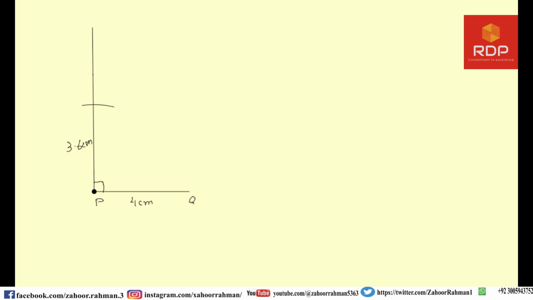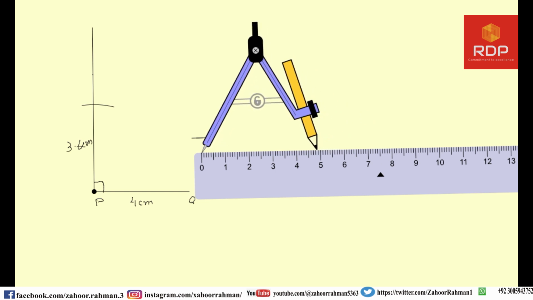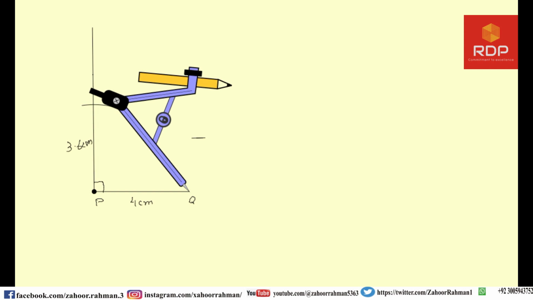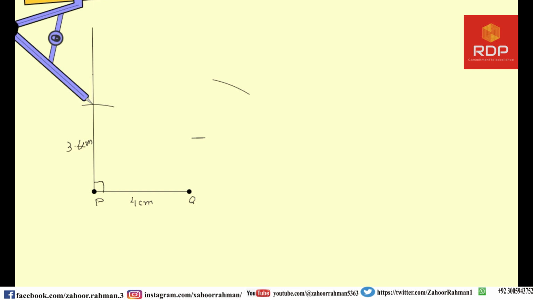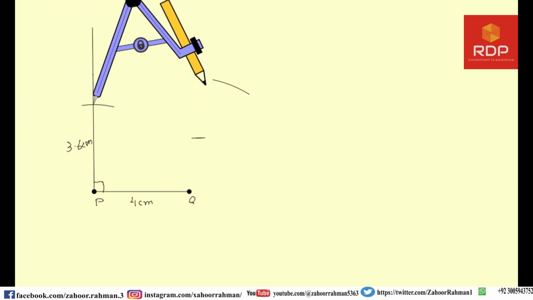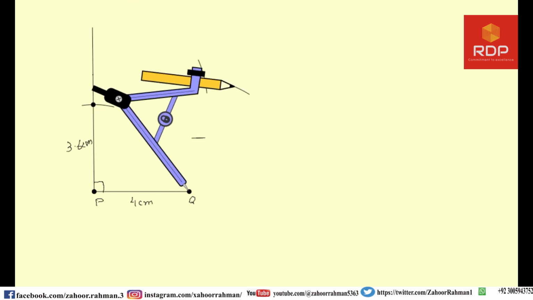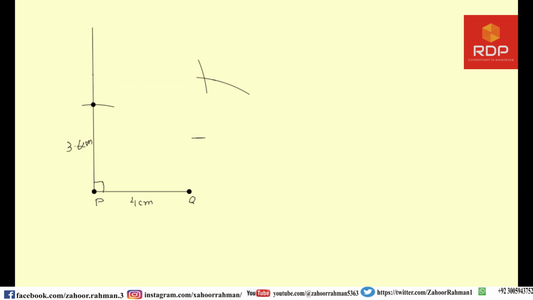Next job is that both the lines are 4.8 centimeters. So let me open it 4.8, which is something here, and then I have to draw an arc here and also an arc here, and that will also be 4.8. Now let us increase that point a bit, so we will be correctly able to connect this line and this line.